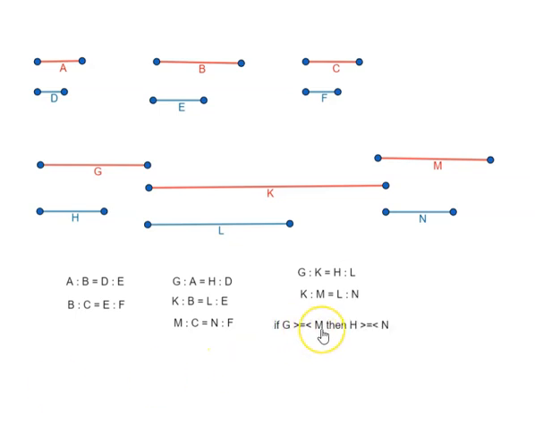But remember, G and M are equimultiples of A and C, and H and N are equimultiples of D and F. So we can say if A is greater than, equal to, or less than C, then D is also greater than, equal to, or less than F. And because of this relationship, we can say A is to C as D is to F.